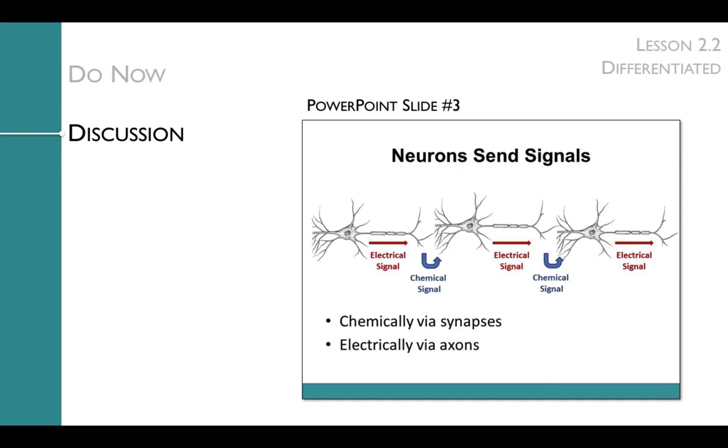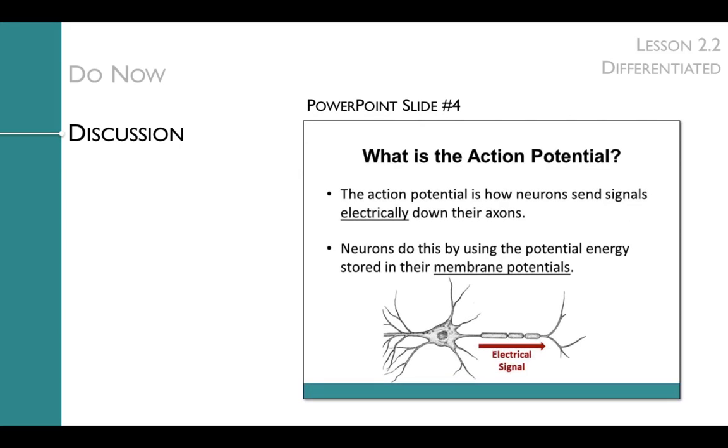This lesson focuses on how neurons send electrical signals down their axons, and we'll focus on how neurons send chemical signals across synapses in Unit 3. You'll use slide 4 to introduce students to the action potential, which is how neurons send signals electrically down their axons, and they do this using the potential energy stored in their membrane potentials.